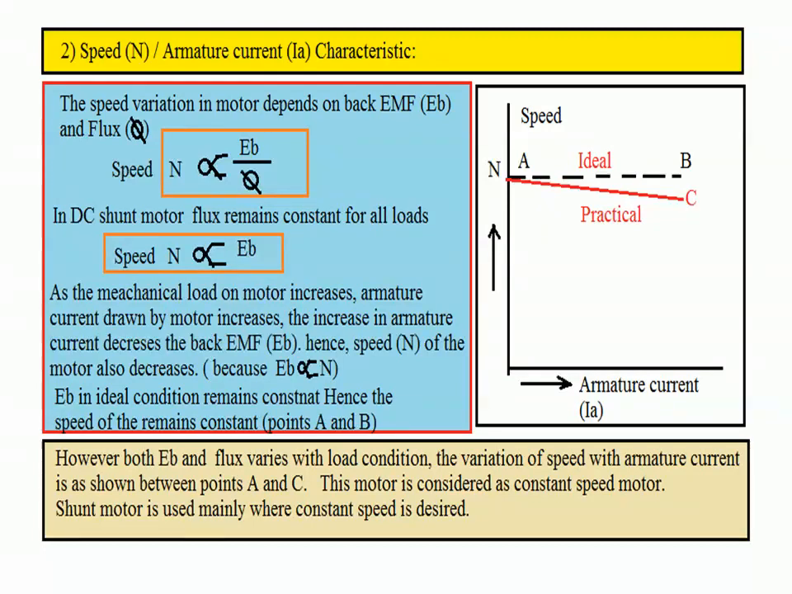As the load on the motor increases, the armature current drawn by the motor also increases. As the armature current increases, back EMF decreases. This is the practical condition, observed from A to C. From A to B, it is the ideal condition. That means the variation of back EMF is neglected. Hence, speed remains constant. Hence, this motor can be used for constant speed industrial applications where a DC motor is required.